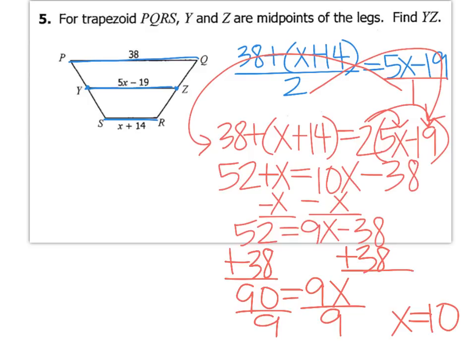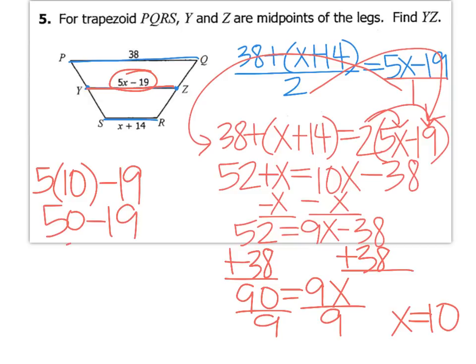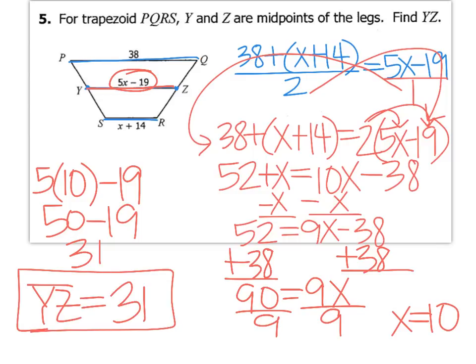All right, now we're not done because the problem's asking us to find YZ. So we have to go back and plug x into 5x minus 19. So 5 times 10 minus 19, 50 minus 19 is going to give us 31. So our final answer is YZ equals 31. And we're done.